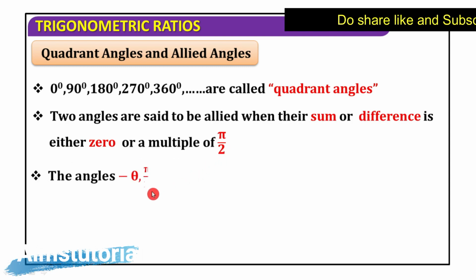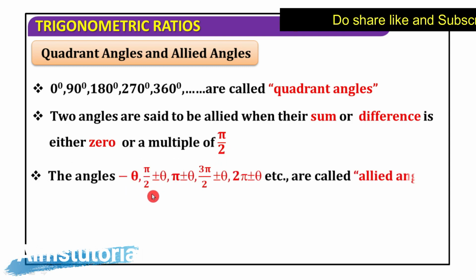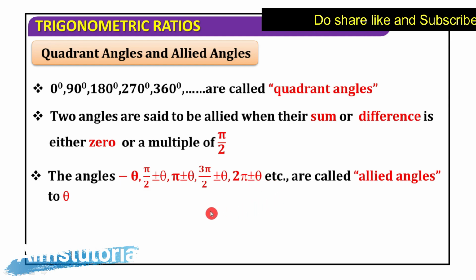The angles minus theta, pi by 2 plus or minus theta, pi plus or minus theta, 3 pi by 2 plus or minus theta, 2 pi plus or minus theta, etc. are called allied angles to theta.